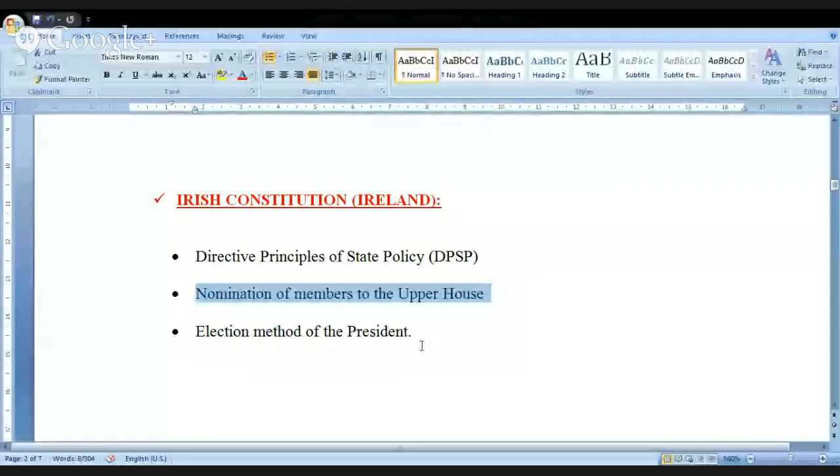Now, let me come to the last point in this one. Look at this. Nomination of the members to the upper house is over. Election method of the president. We know that there is a president of India, and the president of India is elected through indirect election. So this is what we have observed. And the president is elected through proportional representation by means of a single transferable vote.